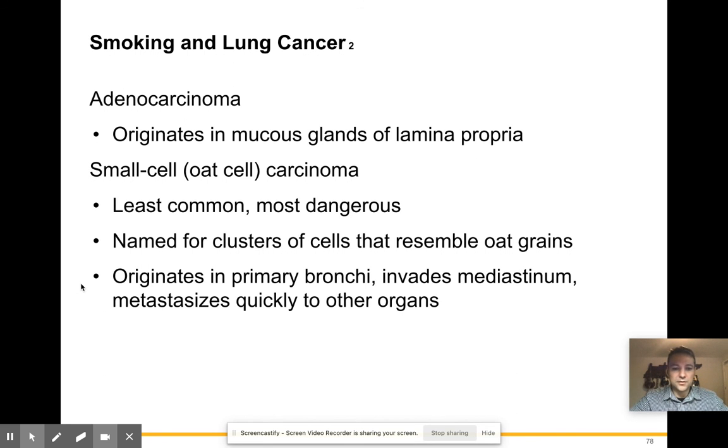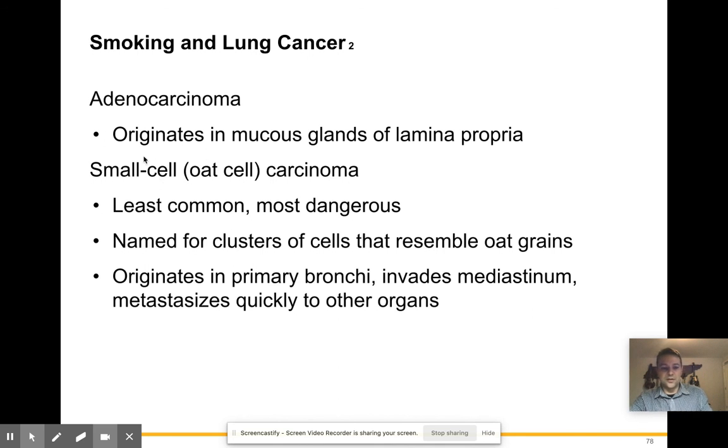Adenocarcinoma. Okay, these are going to originate in the mucus glands of your lungs. We have small cell carcinoma. It can also be called oat cell carcinoma because the cells kind of look like oat grains. This is the least common type of carcinoma in the lung, but it's the most dangerous. The reason that it's most dangerous is because it metastasizes very quickly. This term metastasis or metastasize refers to the movement from one location to another, right? So when someone has lung cancer, then it goes to their bones, and then it goes to their brain, then it goes to their intestines. That's called metastasization. It moves from one place to another.